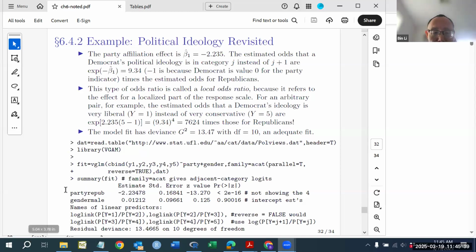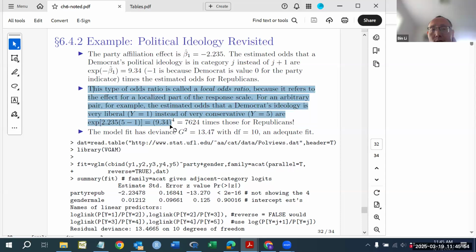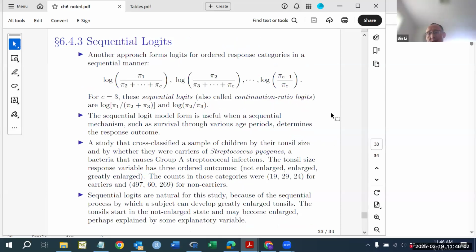And this is the summary results. So you can see now the party has this coefficient, and the gender has this. And I have the interpretations here. It's very self-explained. You can take a look after class. And the next one is the sequential logit model.